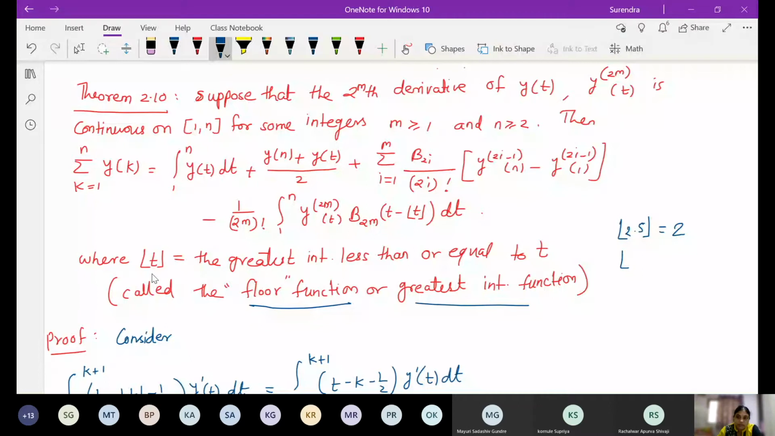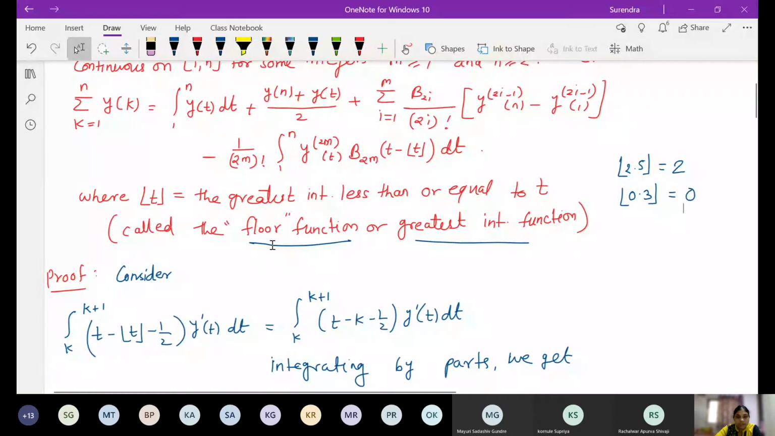Suppose it is 0.3. Not ceiling, it is floor function. So what is the greatest integer? 0. Right. So that is the floor function. And there is another, the opposite of this function, the ceiling function. Floor means floor, you know. And ceiling means fan, like our ceiling will be there. That will be the ceiling function that will be denoted by this.